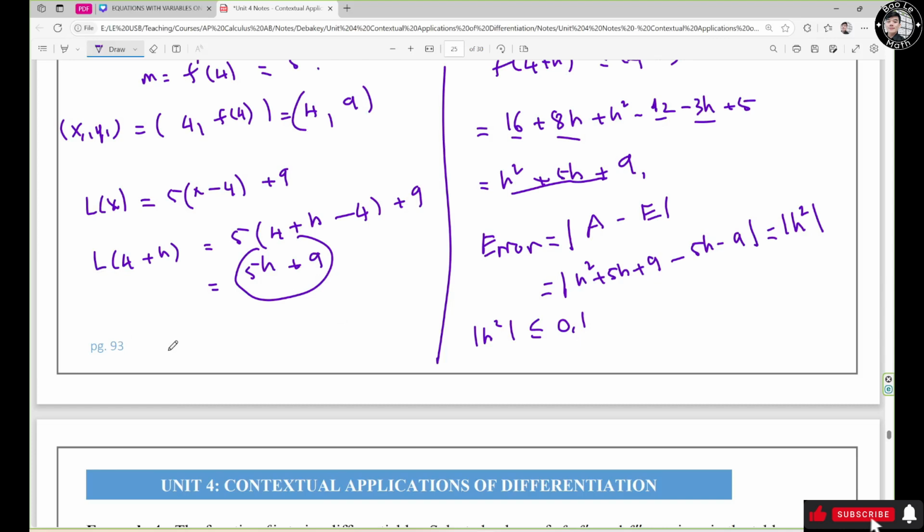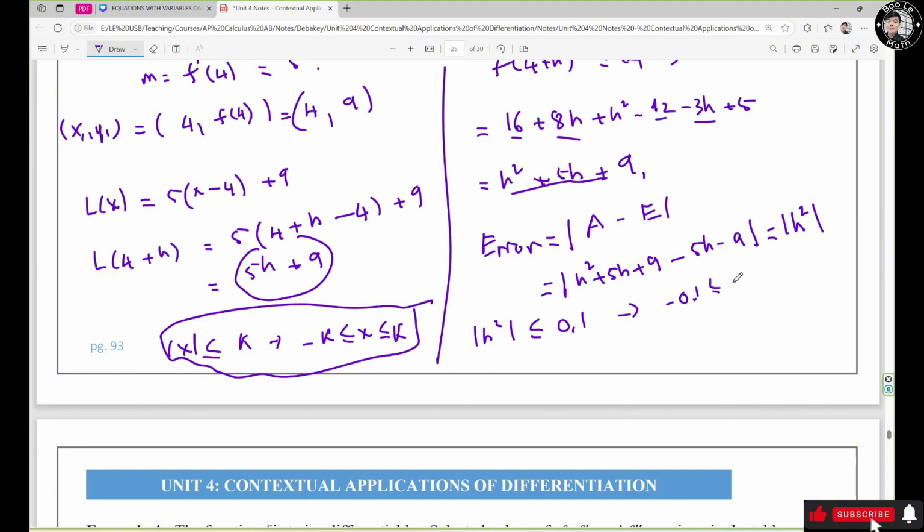Now remember, if I have absolute value of s less than or equal to k, it turns out to be negative k less than or equal to s less than or equal to k. So keep this one in mind, right? So this guy turns out to be negative 0.1 less than or equal to h squared less than or equal to 0.1. But remember that anything squared is always greater than or equal to 0, right? So right here I need to put 0, right? Now I need to solve for h from this inequality, right? So I'm going to take the square root of both sides, right?